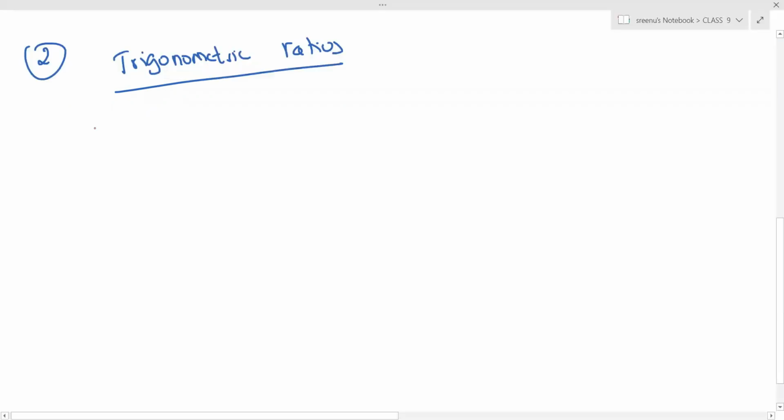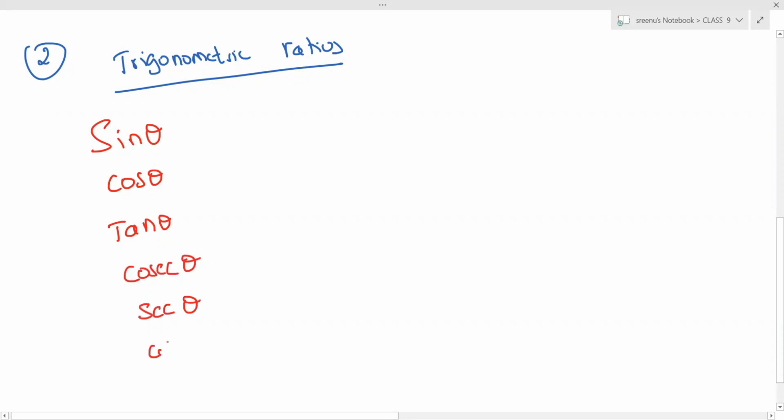Defined on 6 ratios. They are called sine theta, cos theta, tan theta, cosec theta, sec theta, cot theta. Shortcuts I'm writing, full forms I will tell you. The first 3 are basic ratios. The next 3 are reciprocals of the first 3. The sine full form is sine theta. So how to define? I will explain you.